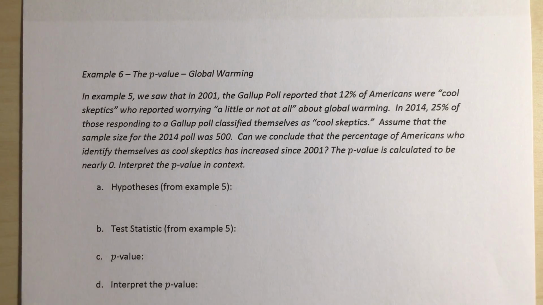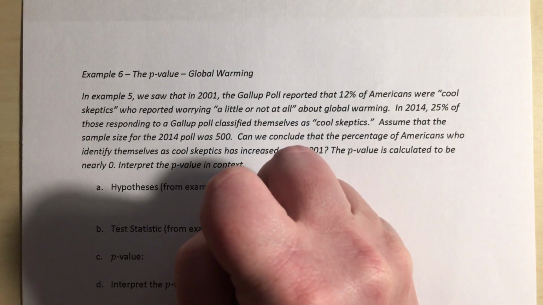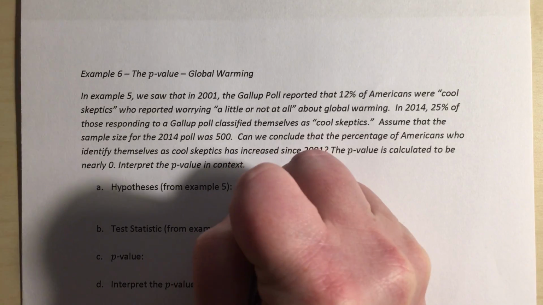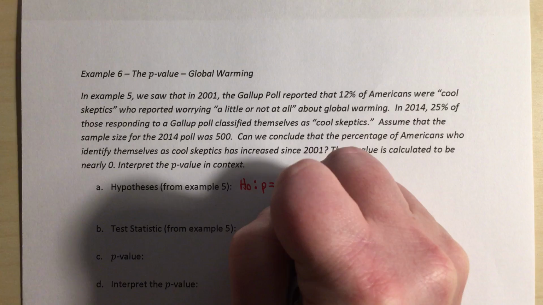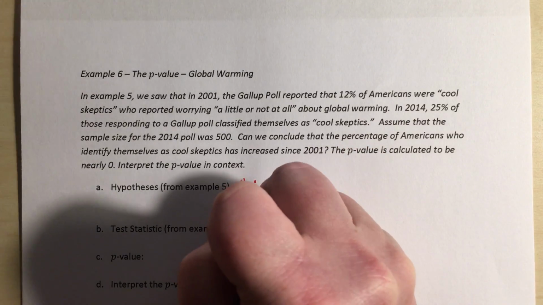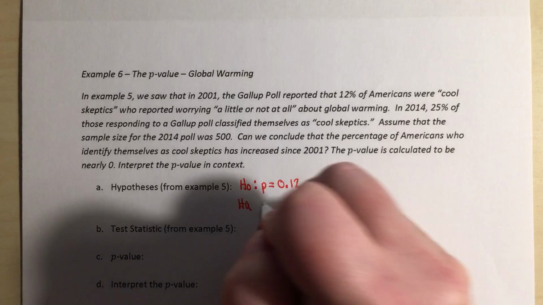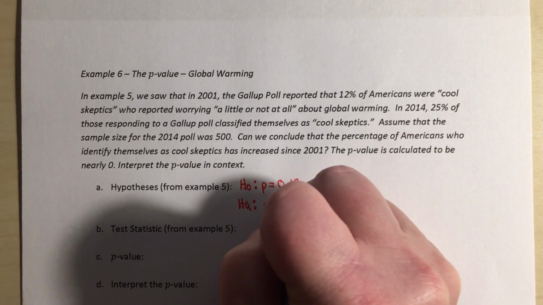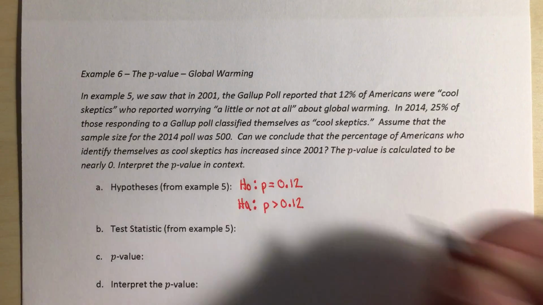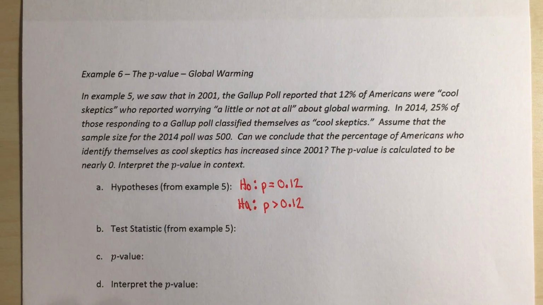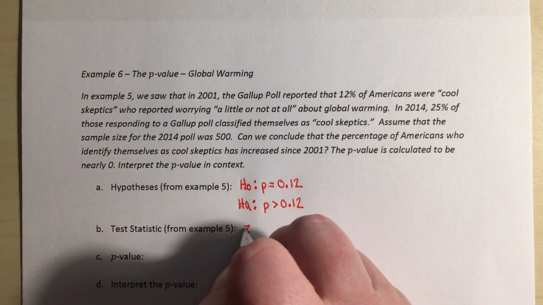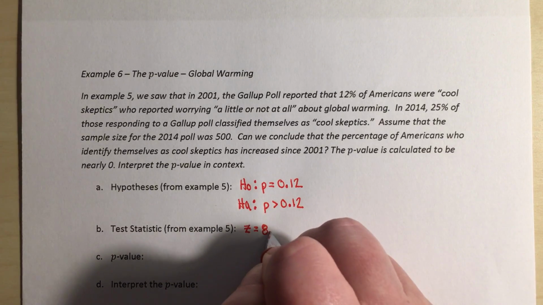Right, so if we want to take a closer look at our p-value, we're going to continue on with the information from example 5. In example 5, we were talking about people that were cool skeptics of global warming. Our pair of hypotheses from example 5: remember, our null hypothesis had the equal sign, that p was equal to the original value of 0.12, and our alternative hypothesis was that it had increased, so p was greater than 0.12. Our test statistic that we just found, we found z to be equal to 8.95.